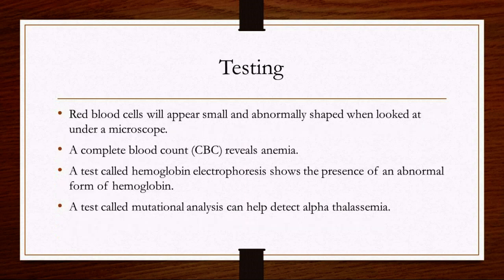So some of the testing you might want to do is a CBC, and the CBC is going to show that the cells are small, and if they look under the microscope, they're going to see that they're shaped abnormally, like you saw on that first slide. And then there's a test called a hemoglobin electrophoresis, and then a mutational analysis test that can be done also.